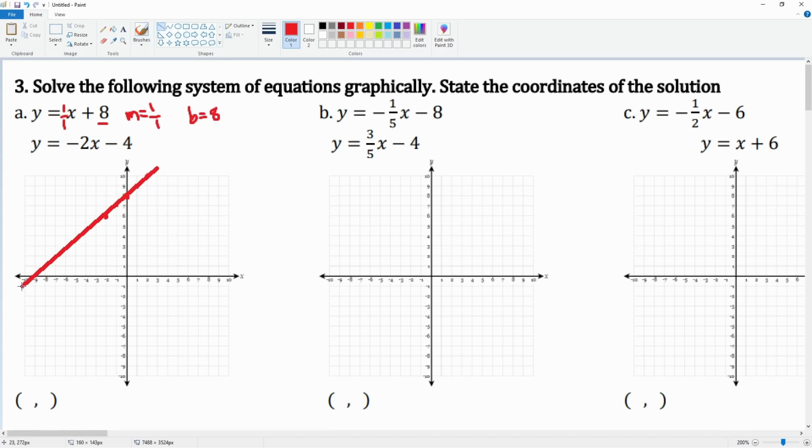So now I'm going to do my best to draw a line. There it goes. That is the first one.